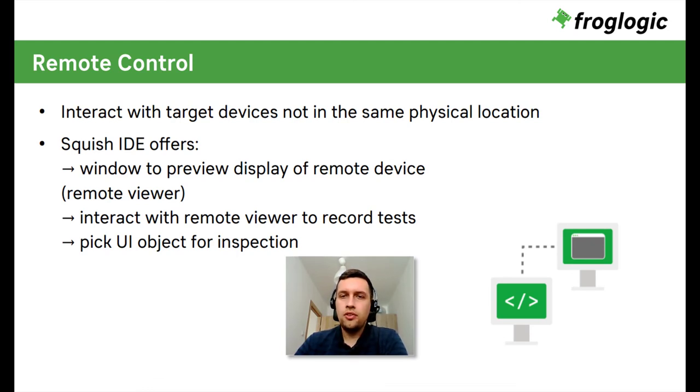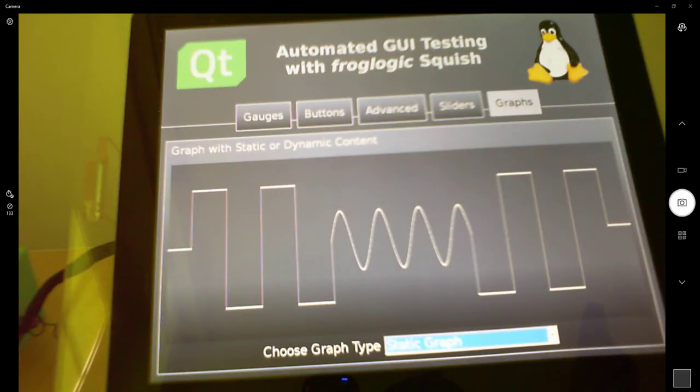When interactively recording tests, you can, from within the remote viewer, actually pick UI objects for inspection. You can use the Squish Spy tool for setting up a verification point. You can preview the current AUT states in a debug session and more. Let's see this feature in action. And the last test case will be created without accessing the real device. I will just use the Squish IDE.